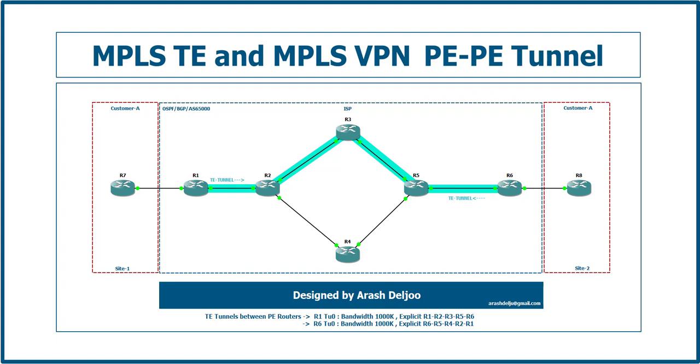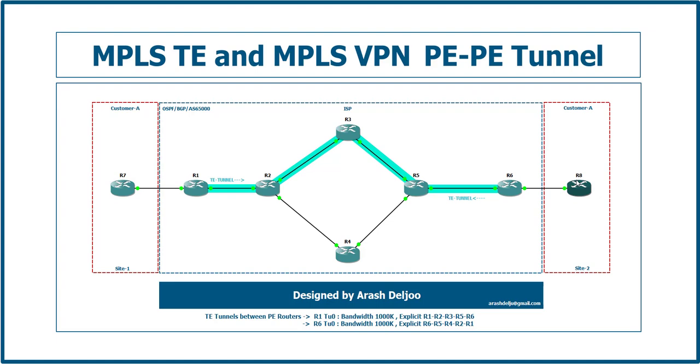You know that in MPLS Layer 3 VPN, we configure VPNs for connecting different sites of a customer. For example, as you can see here, we have customer A site 1 and customer A site 2. With MPLS Layer 3 VPN, we can configure a VPN from router 1 to router 6, and finally we have connectivity between router 7 and router 8.